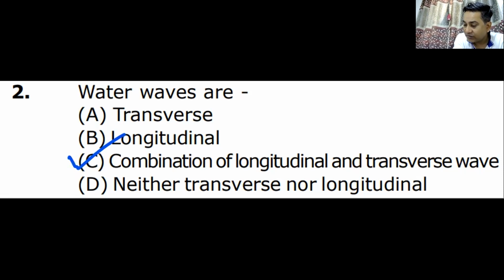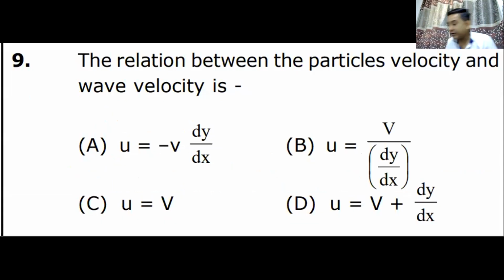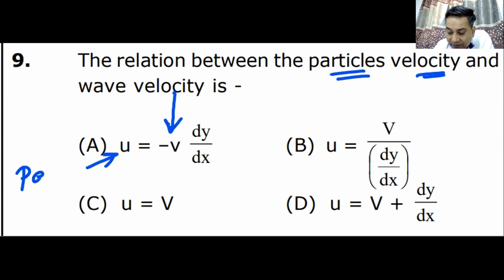This is the next question. We have not covered it in theory, so you should just remember the formula. What is the relation between particle velocity and wave velocity? When I say particle velocity, this is the velocity of any particle at any time. Particles are oscillating up and down, whereas the wave is moving in the forward direction. V is the wave velocity here. Remember, U is the particle velocity here.